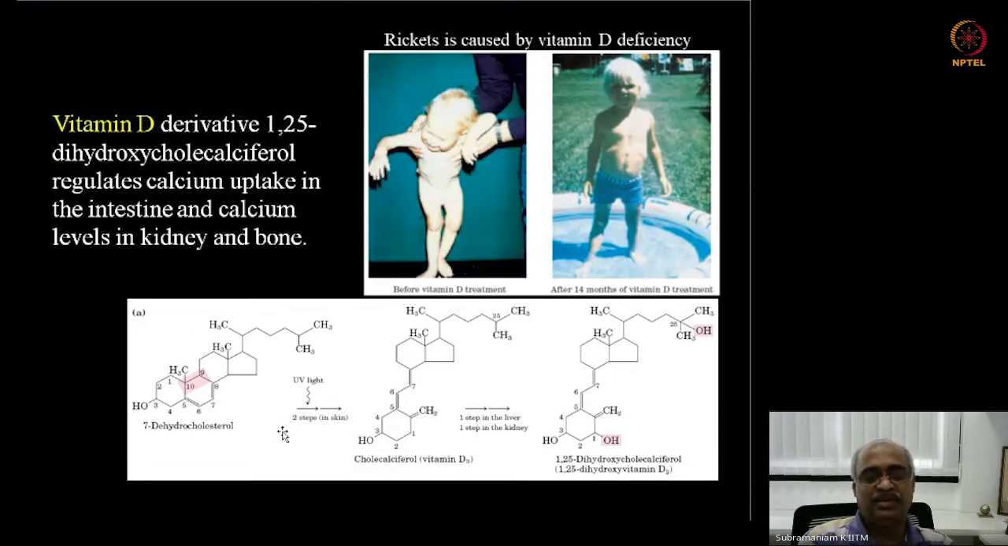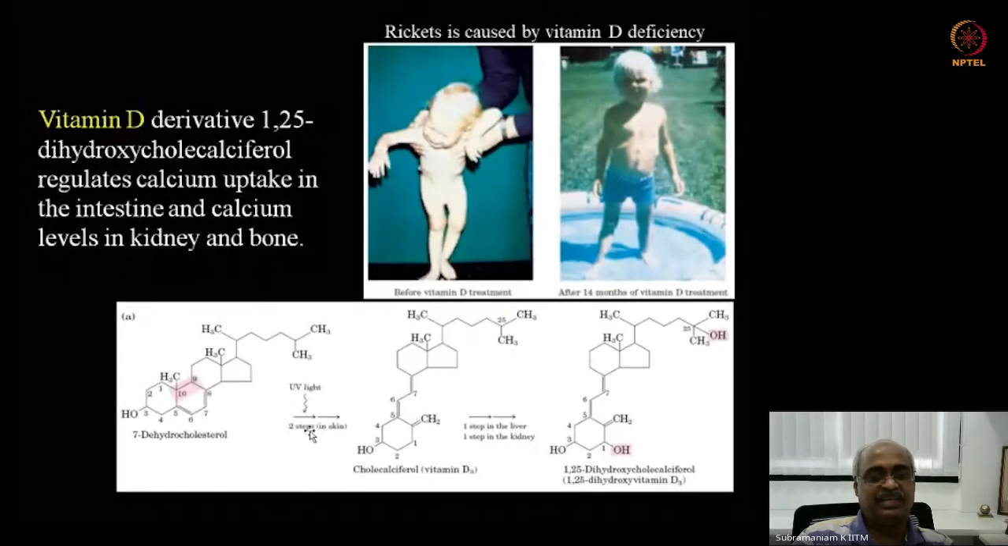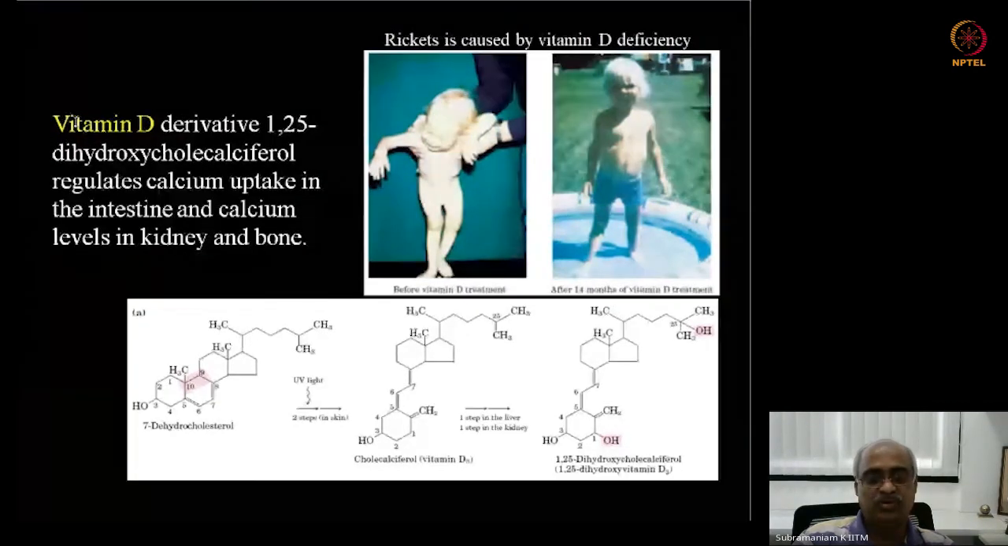But the main point to remember is the UV wavelengths in the sunlight acting on our skin converts in our skin. You generate this intermediate, which then through a couple of steps, one in liver and one in kidney, becomes the active vitamin D. And this vitamin, by the very name vitamin, indicates it's required in the food.